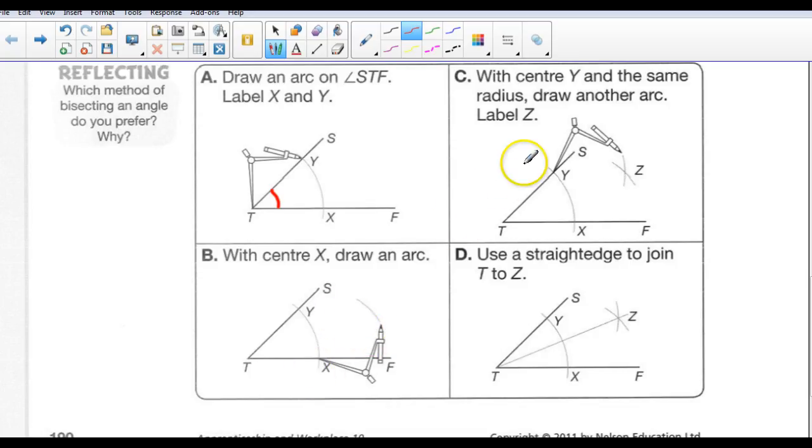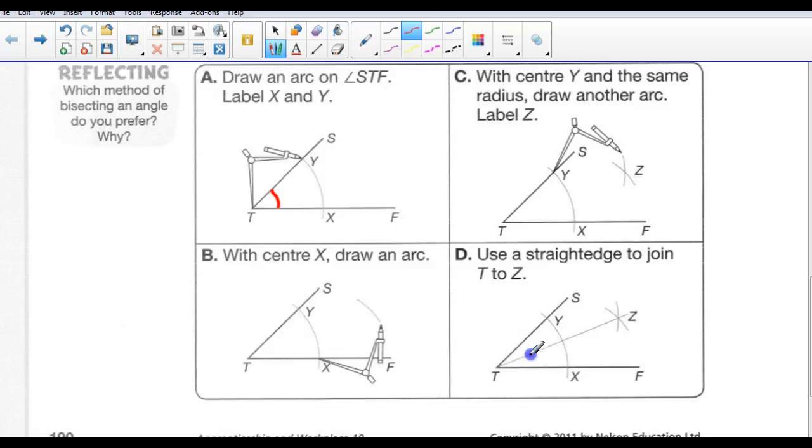Then you take the compass and put the point on point Y, and you draw another arc through the one you drew from point X, and you're going to get an intersection right here. And because you've kept the distance the same as you're doing this, you're going to get the point between point T and this point here. Let's just label it Z, as the bisector. So you take your ruler and connect those 2 points, and that's going to be the exact halfway point, the exact bisector of angle STF.